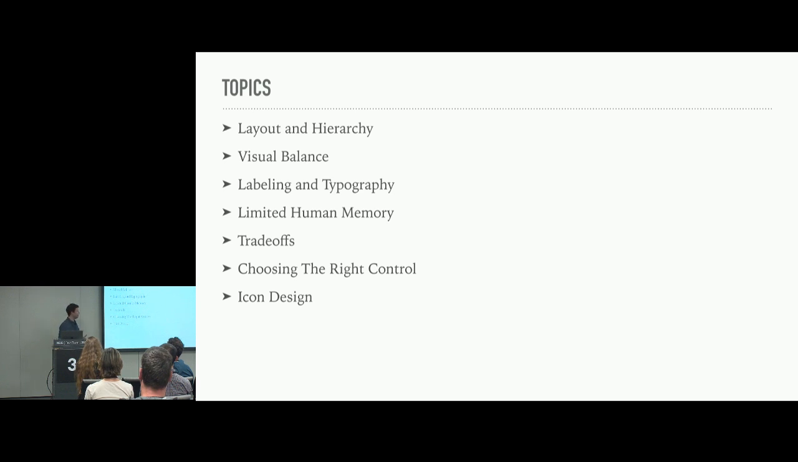I'm going to talk a little bit about trade-offs. Of course, there's lots of nice things you want to do, but you can't always do all the same things. What should you prioritize? How do you determine what to prioritize? And then choosing the right control is a bit of a practical guide to when should I use this kind of UI component, when should I use that kind of UI component.